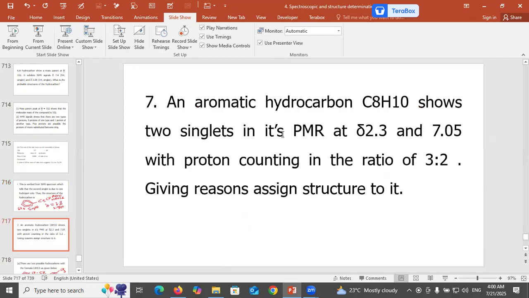An aromatic hydrocarbon C8H10 shows two singlets in the PMR at delta 2.3 and 7.05, with proton counting in the ratio of 3 to 2. Assign a structure to it.